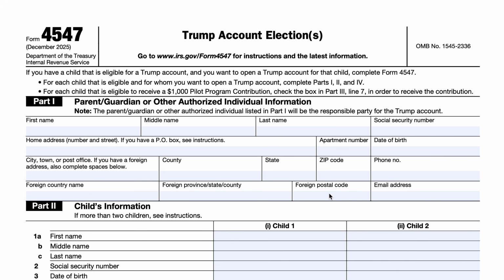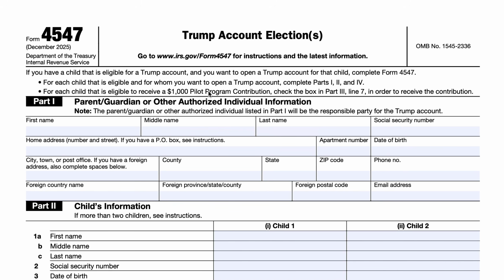A Trump account is a type of traditional individual retirement account, or IRA, that's established by an authorized individual for the exclusive benefit of a child that's listed in this form. So the child is known as an account beneficiary, and starting in 2026, there is what's known as a pilot contribution to basically kickstart the savings under a Trump account.